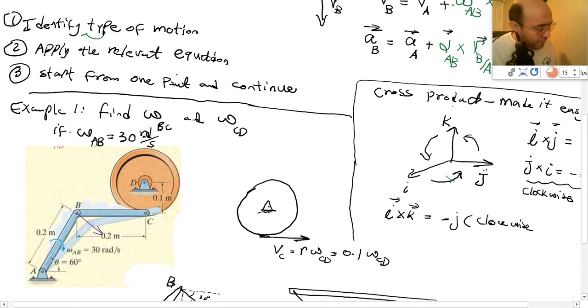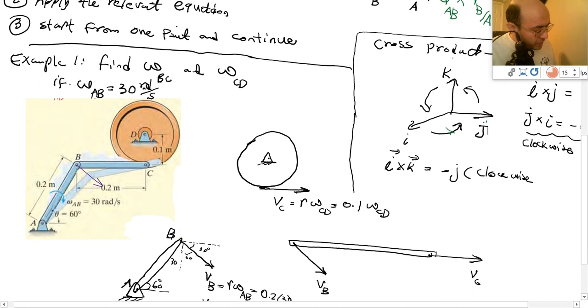So I want to do one example using the vector approach. In this example 1, the question asks me to find omega BC and omega CD if we know omega AB is equal to 30 radians per second. Now, we're going to go with the type of motion. AB, I can see this is rotation about fixed point A. So velocity at A is 0 because this is a fixed point.